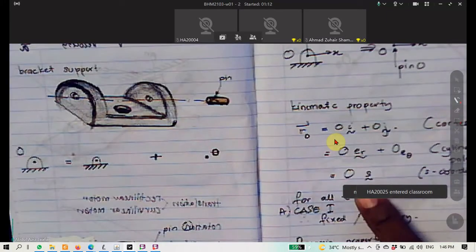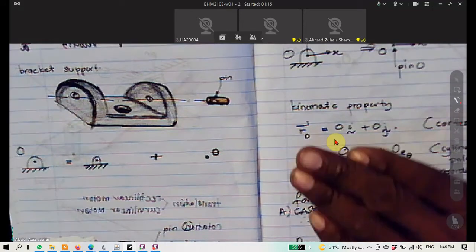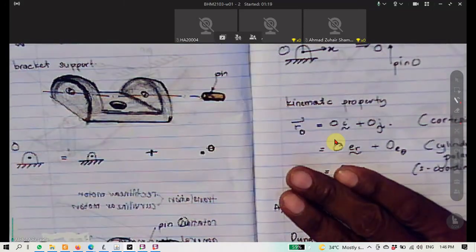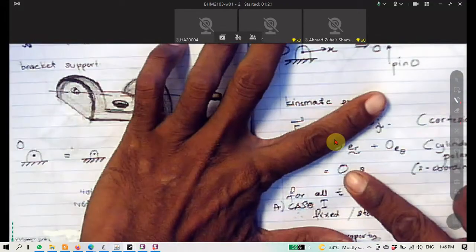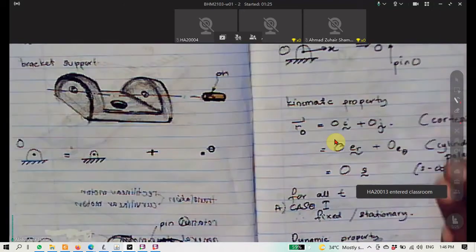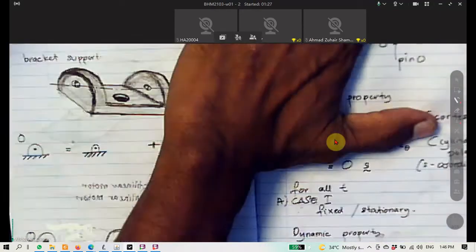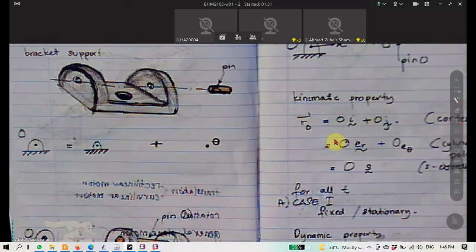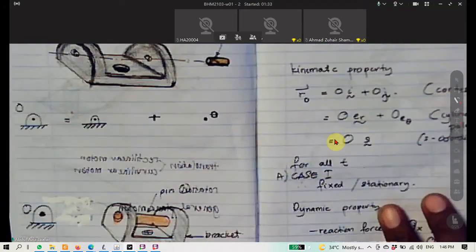In the exam, you can give only this solution. One solution is correct. Or you don't want to use Cartesian, you want to represent by cylindrical polar, this one is also correct. So if you want to represent with only one coordinate system, it is also correct. You don't have to write all of them. You just pick the one that you want.